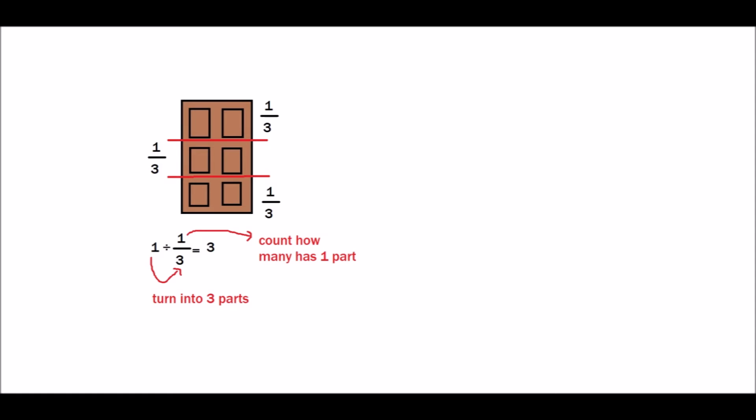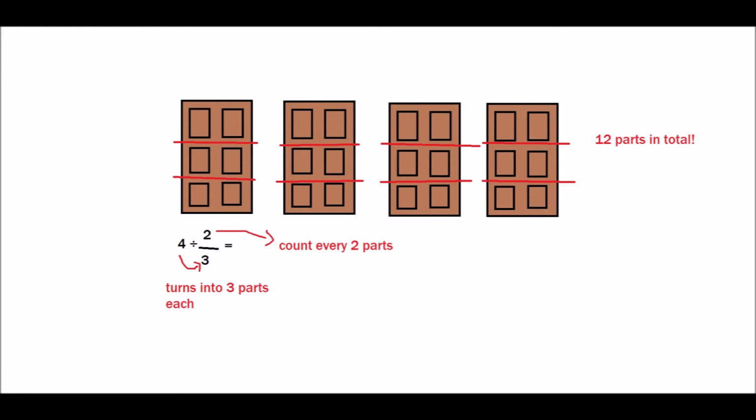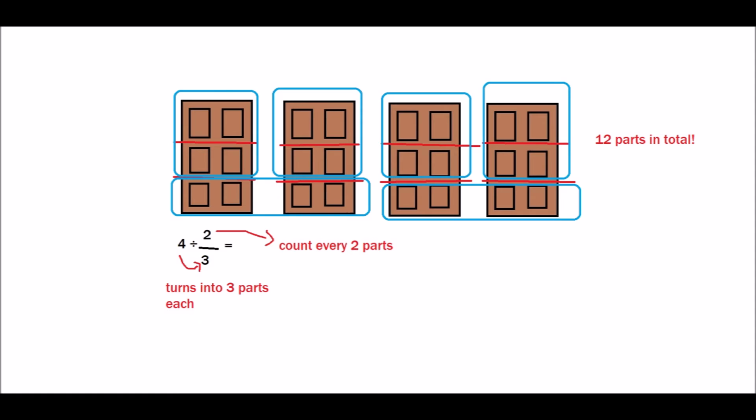Here's a clearer explanation. If we have 4 bars of chocolate, and we want to divide them into groups of 2/3, then we will start by cutting all of them into 3 parts each. You will see that now we have 12 parts. Now let's count for every 2 parts: 1, 2, 3, 4, 5, 6. We have 6 groups that consist of 2 parts. So the answer of 4 divided by 2/3 is 6.